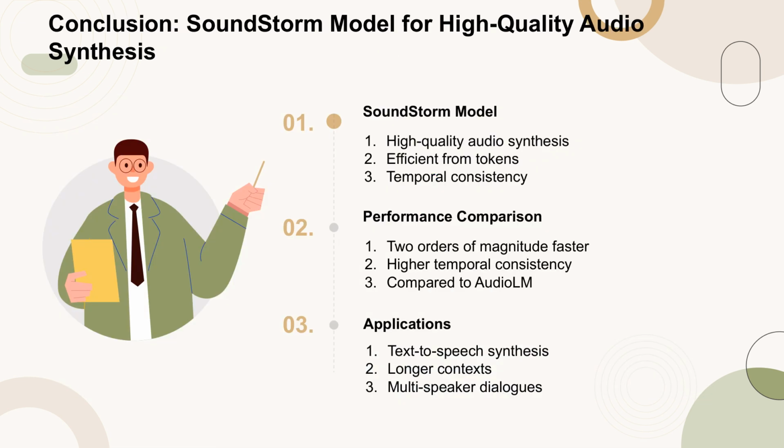The SoundStorm model presented in this paper synthesizes high-quality audio efficiently from discrete conditioning tokens. It demonstrates 2 orders of magnitude faster performance and higher temporal consistency in generating long audio samples compared to the acoustic generator of AudioLM. By integrating with a text-to-semantic token model similar to SPEAR-TTS, SoundStorm enables scaling text-to-speech synthesis to longer contexts and generating natural dialogues with multiple speaker turns, offering control over both speaker voices and content.